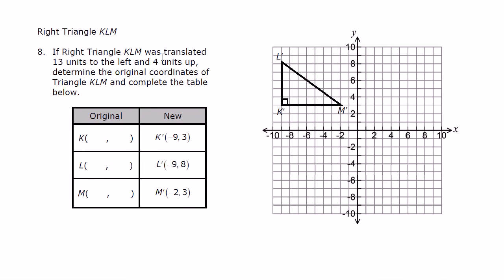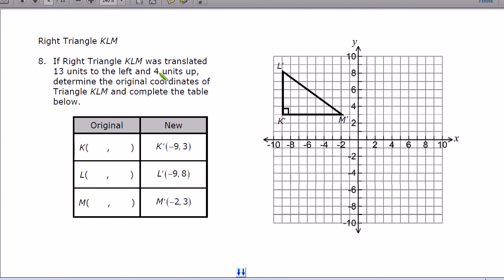If right triangle KLM was translated 13 units to the left and 4 units up, determine the original coordinates of triangle KLM and complete the table below. So now we're starting from the end and going backwards towards the beginning. They give us the new one. This is L prime, K prime, M prime, but we want to know what KLM was. And they told us the translation in the problem, so we're going to have to work backwards in this problem.